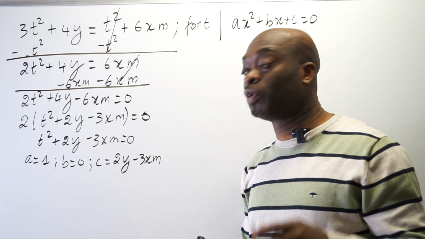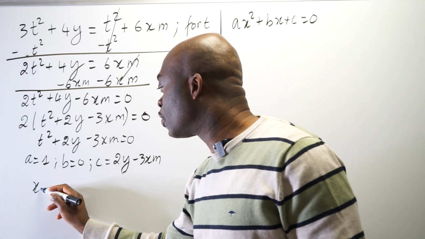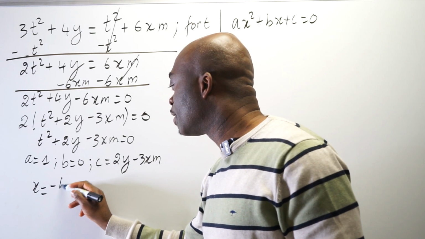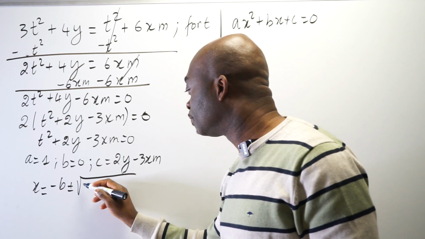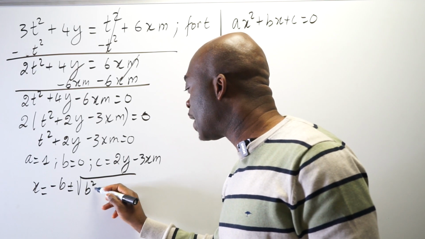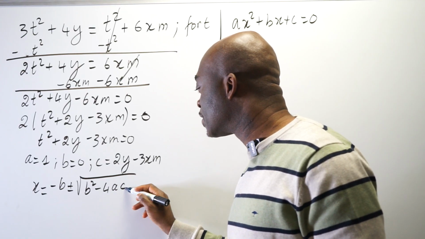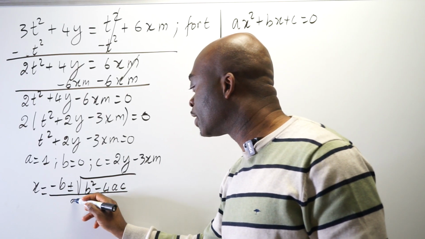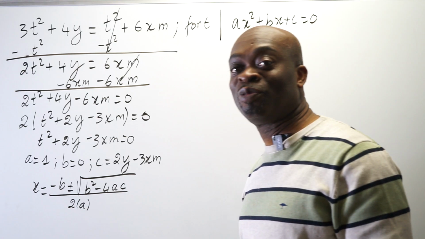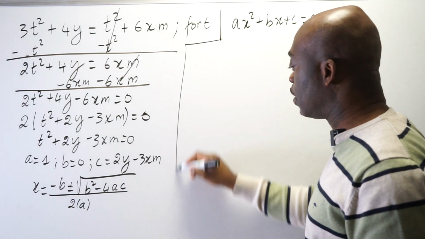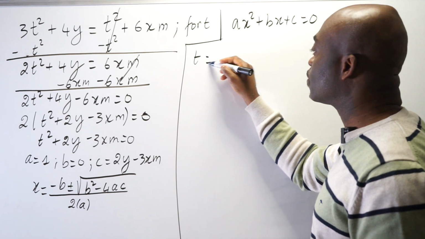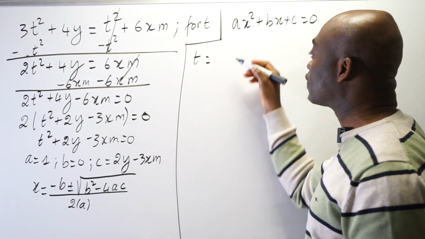So now we're going to use what? The quadratic formula. And our famous quadratic formula is equal to what? x equals negative b plus or minus the square root of b to the second power minus 4ac, and this is divided by 2 times a. Everybody good with that? So that's our formula here. So now let's go for it. What do we have here? t. So instead of x, we have t. So we have t equals what?